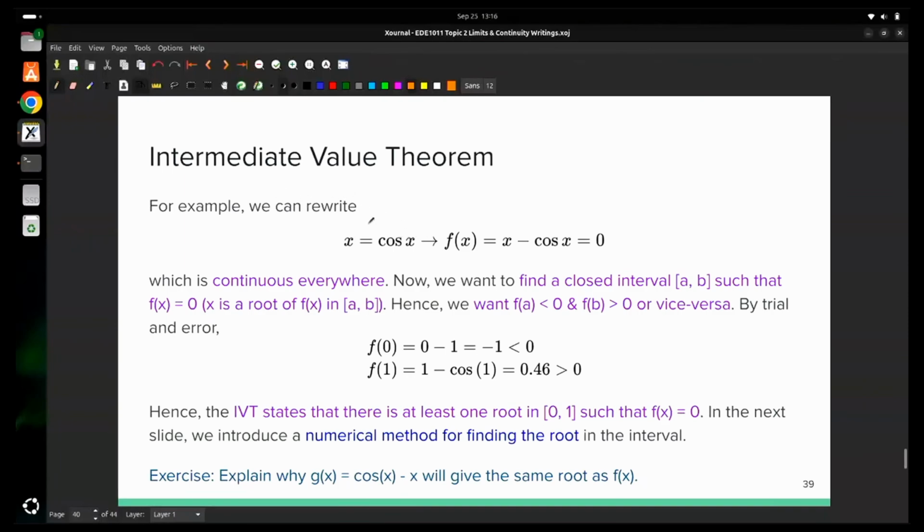Now let's say I'm trying to solve x equals cosine x. So one way to write it is to bring the cosine x to the left-hand side, and then you get x minus cosine x equals 0. I name this function f of x. So which means that I'm really trying to find the root of x minus cosine x. I want to find the root, because that's what gives the function to be 0.